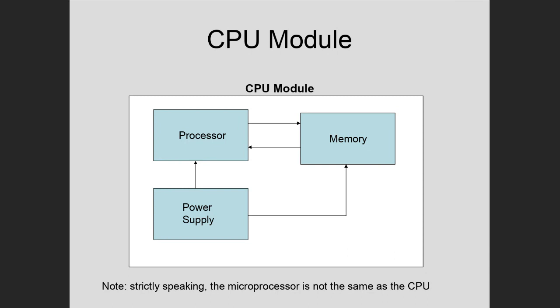At the very bottom, there's a little note here. It says, strictly speaking, the microprocessor is not the same as the CPU. Strictly speaking, the CPU contains the microprocessor. Nowadays, I'm not so sure that that's necessary, it's probably safe to call the microprocessor the CPU. I think nowadays it's safe to think of them as the same unit.